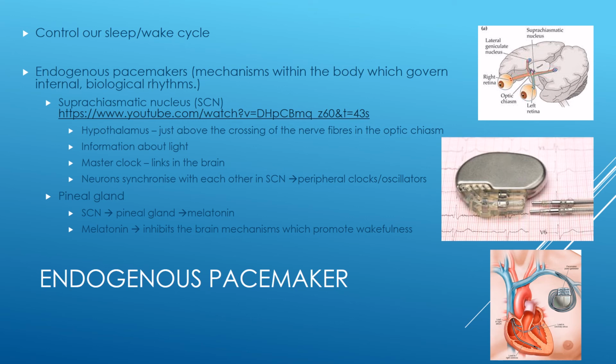So what it says here is neurons within the SCN synchronize. That means that all the neurons pick up the light information and synchronize, and then there are target peripheral clocks or oscillators. There are neurons within the SCN that are linked to peripheral clocks or oscillators outside the brain, in the body. So we have lots of different oscillators that help the whole body stay at the same time.